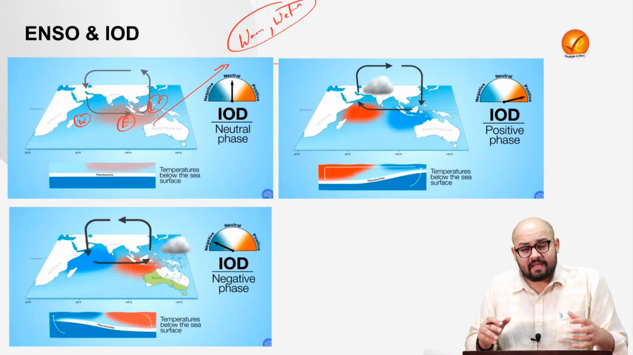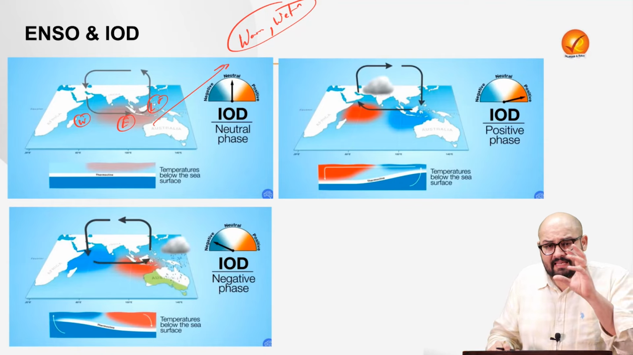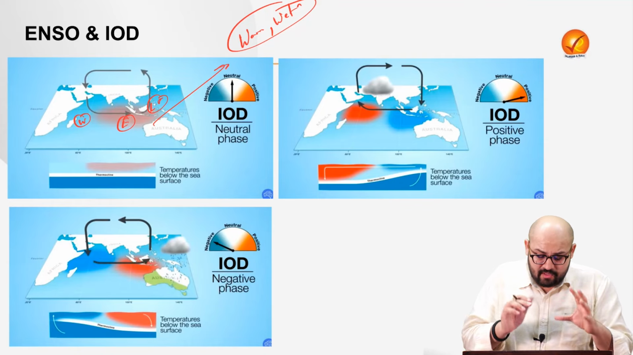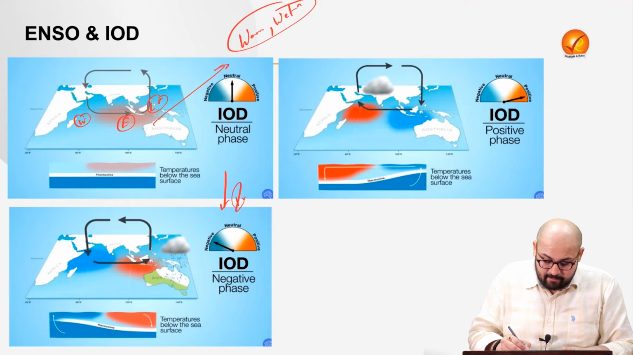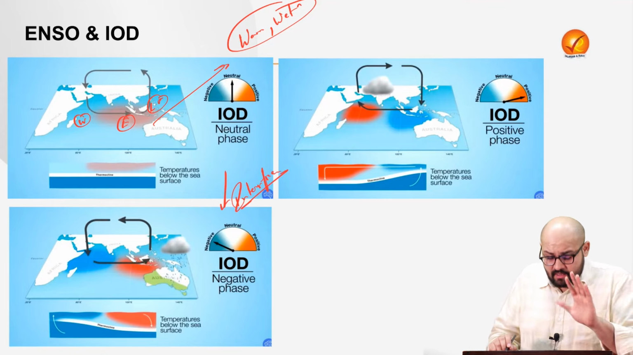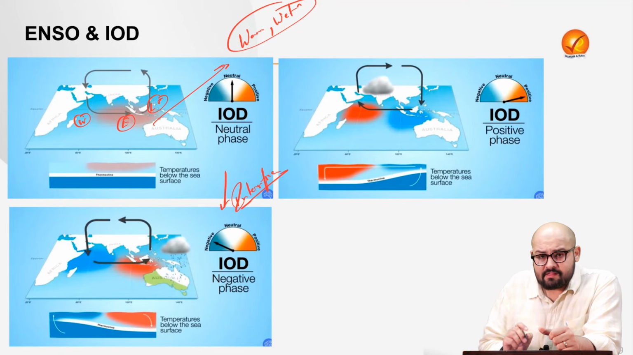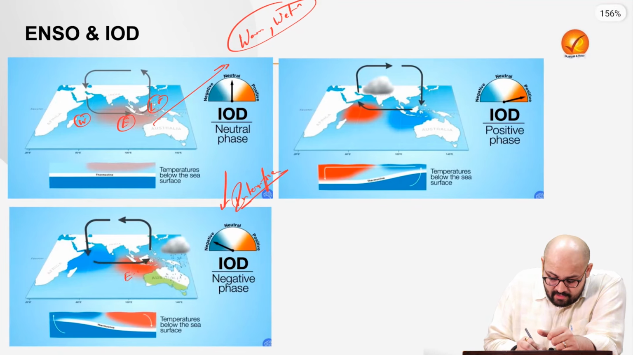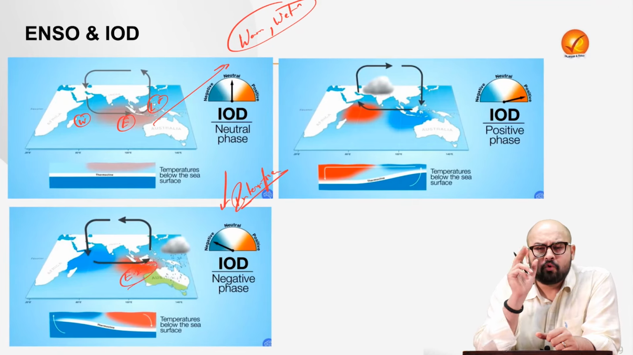Now, what happens in the negative phase? In the negative phase, this neutral phase actually intensifies. Okay? You have got the intensification which takes place. Now, how does this take place? The Eastern Indian Ocean region becomes too warm, right?